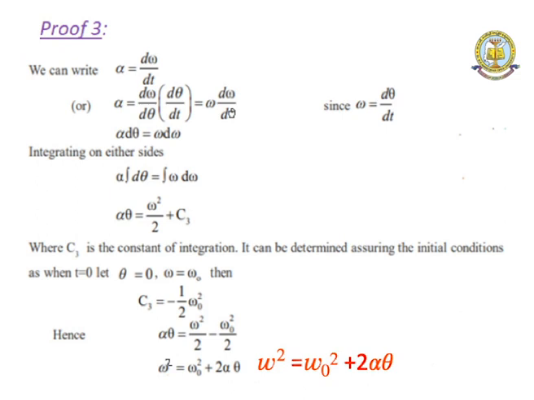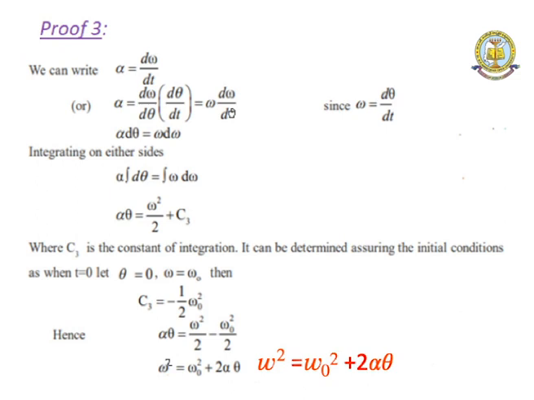And again, the third one. Now we can write alpha is equal to d omega by dt. This is the angular acceleration, which is equal to the rate of change of the angular velocity. So alpha is equal to d omega by dt. Multiplying and dividing by d theta, d omega by dt is equal to d omega by d theta into d theta by dt.